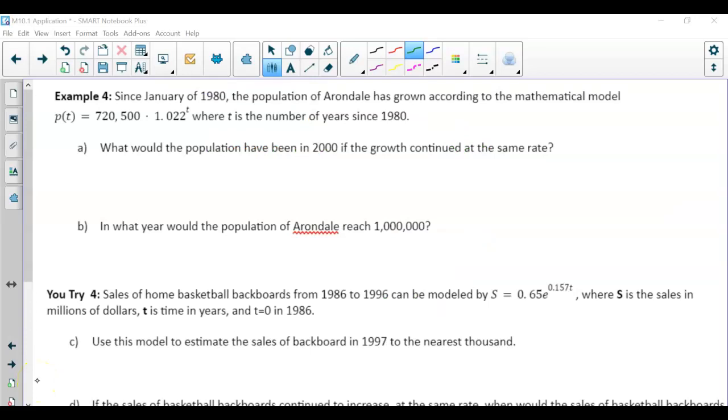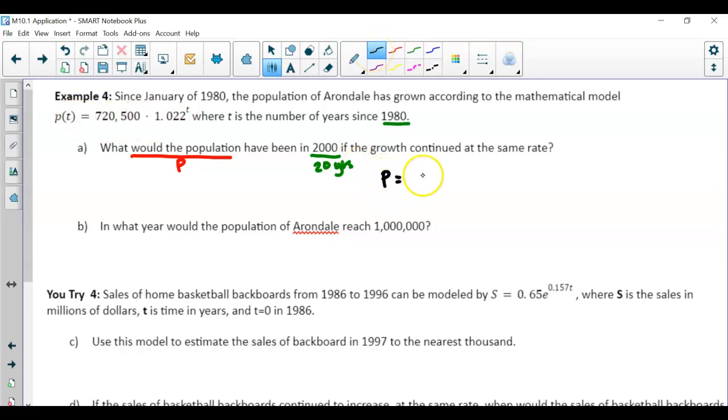And so now in example 4, we are talking about population, but using a different formula. So P of T for population is equal to representing our function here, starting back in 1980. So what would the population have been in 2000 if the growth continued at the same rate? So that means if we want to know what is the final population, we're looking for P. And what would have been in 2000, which means if we're starting in 1980, we have now had 20 years pass. So we are using this formula here to identify what is the value of P.